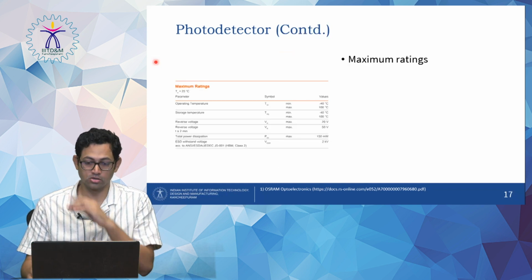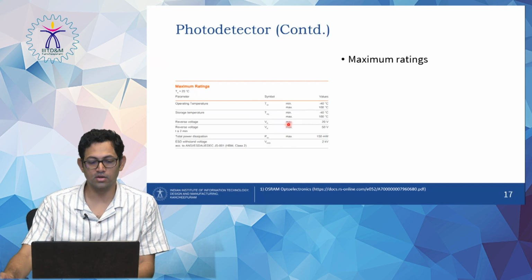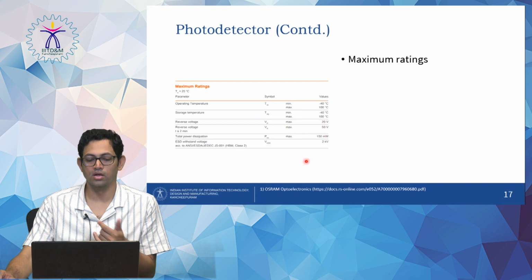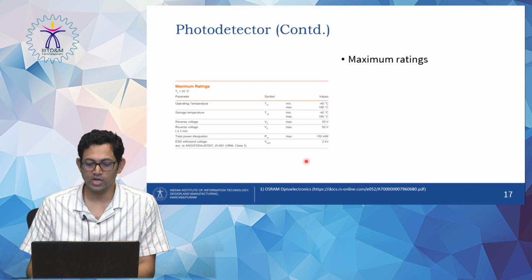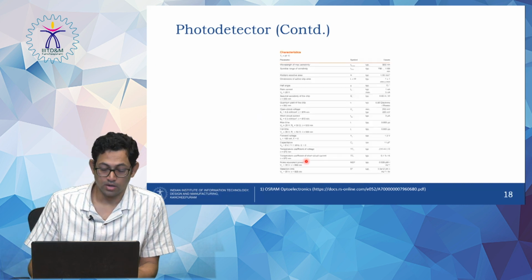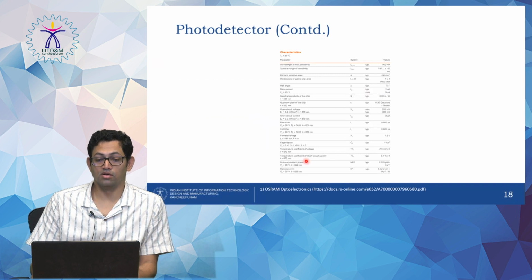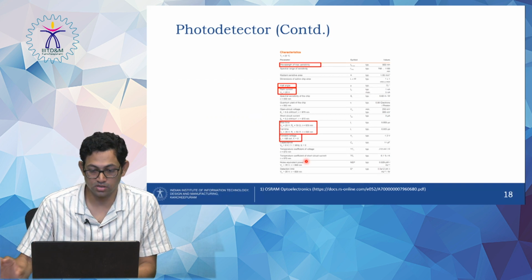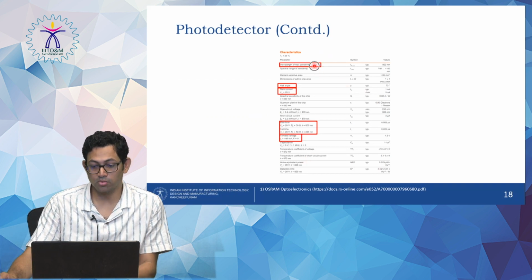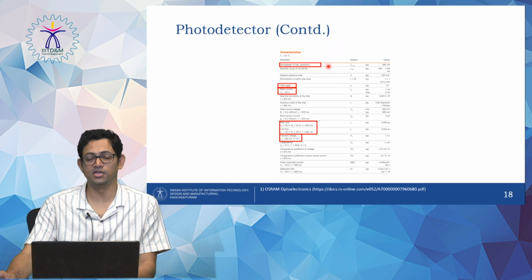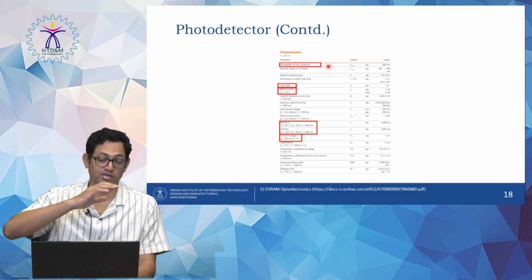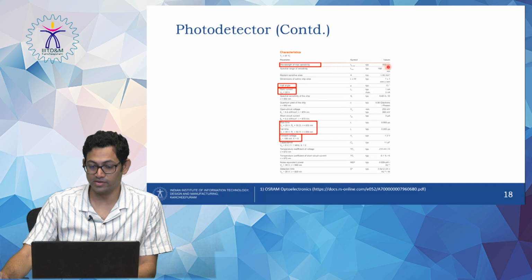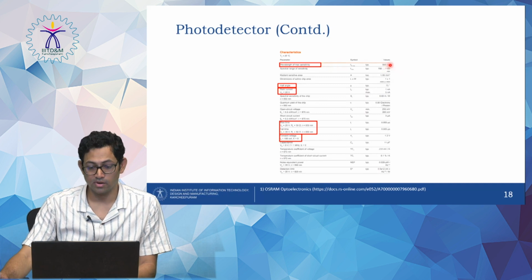Then it talks about the maximum ratings, as we were discussing earlier: what is the maximum temperature, and what is the maximum voltage that can be applied across it. And then it talks about the characteristics, electrical as well as optical. You can see it has the wavelength of maximum sensitivity. As I said, it is a Gaussian curve that you will see shortly. Its maximum sensitivity is around 900 nanometers.